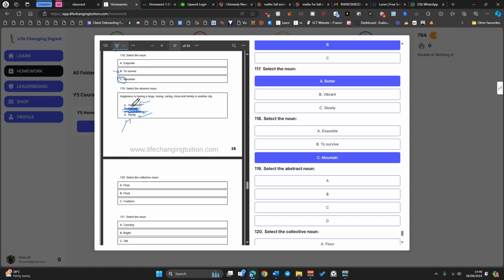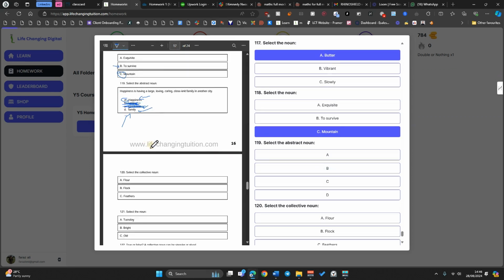It's something that is basically abstract. It's an idea. So something like sadness would also be an abstract noun. So the answer here would be A.